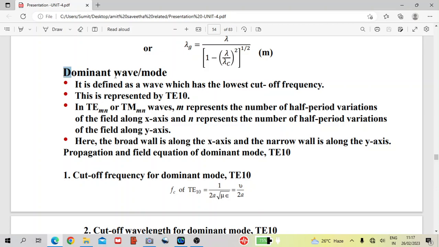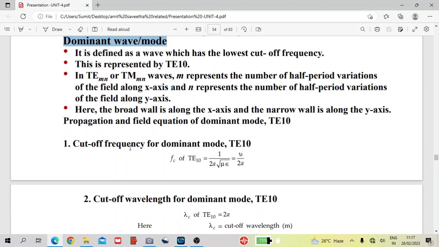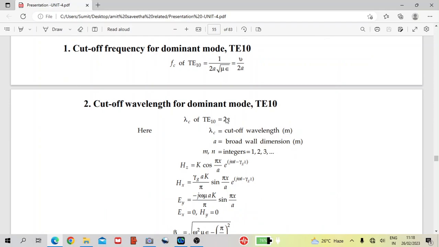And what is a dominant mode? Among different modes, the mode which has the lowest cutoff frequency is the dominant mode of propagation. Like the cutoff frequency for the dominant mode is v by 2a, where a is the broad wall dimension. Provided a is greater than b, then this TE10 mode is the dominant mode, and the corresponding cutoff wavelength for the dominant mode is this. To recall again, the dominant mode is the mode which has the least or the lowest cutoff frequency.